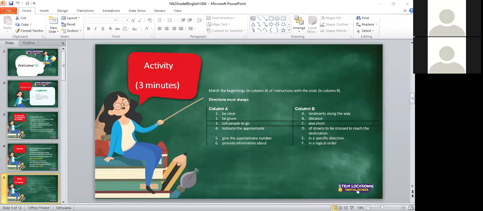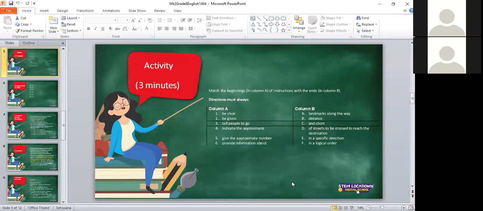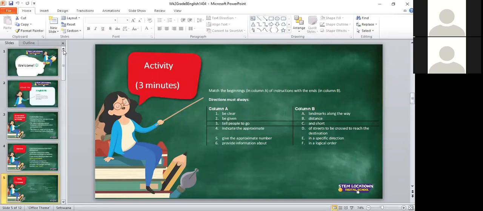Okay, I see there are five participants who've raised their hands. Let's see who they are so we can give them a chance to answer this activity with us. Yes, let's go to number 3. What's the answer for number 3? Number three's answer would be E: tell people to go in a specific direction. That would be correct, yes.